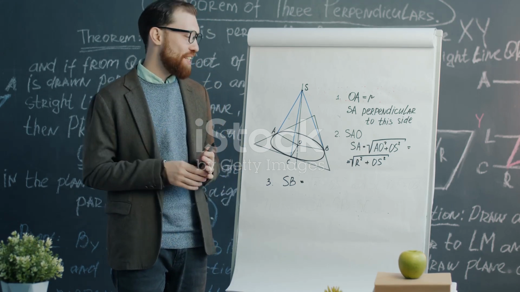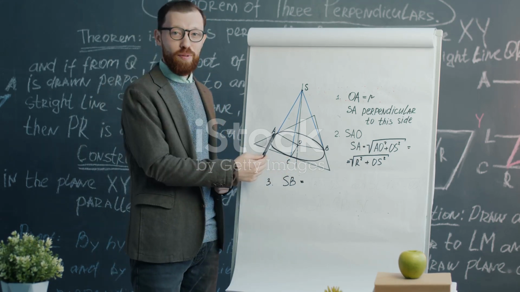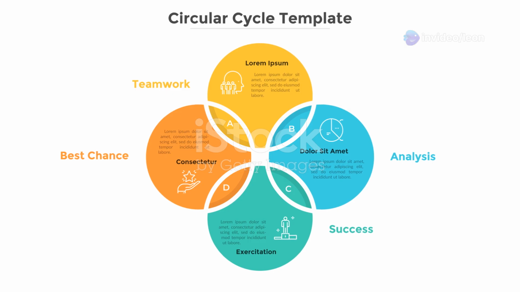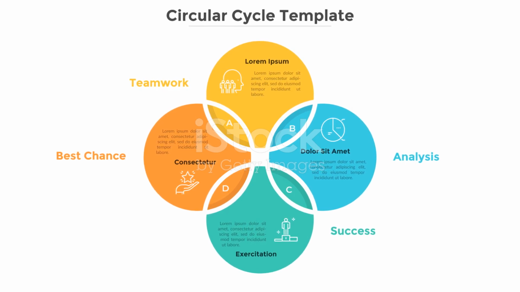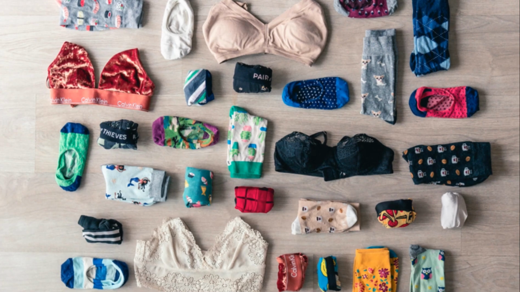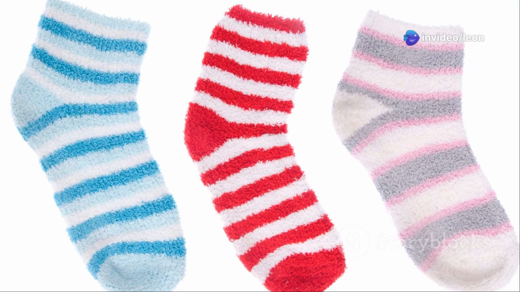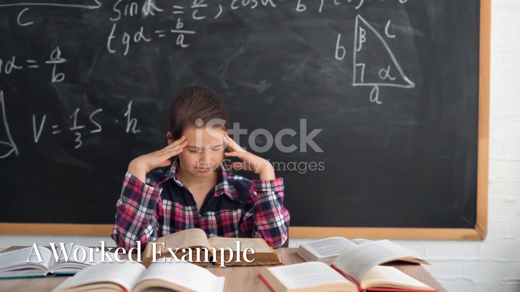Section 4. Cracking the Venn diagram code. Let's break it down. A Venn diagram usually starts with two overlapping circles. Each circle represents a set. The overlapping part is where items belonging to both sets go. Anything outside the circles doesn't belong to either set. Think of it like sorting your socks. One circle is for stripy socks, the other for blue socks. The overlap is for stripy blue socks, and anything outside is for other socks.